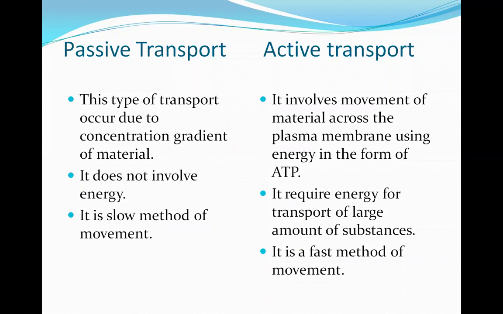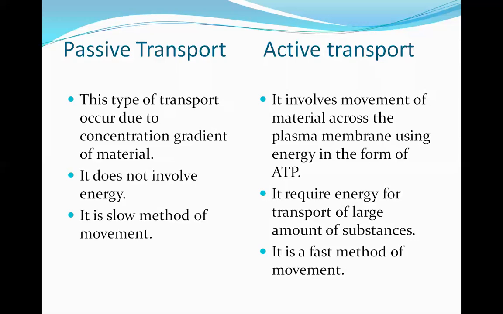Now, let's start with point number one of the passive transport. This type of transport occurs due to the concentration gradient of the material. What does it mean? Concentration gradient means, as I told you in the previous slide, the concentration variation. This concentration difference, higher concentration molecules and lower concentration molecules, is called a concentration gradient. So this type of transport occurs due to the concentration gradient of the material. Now, next slide.